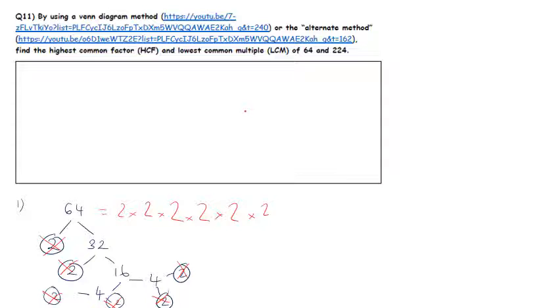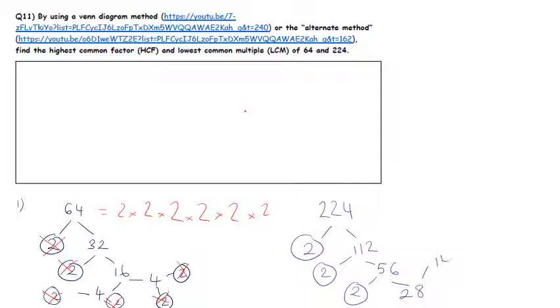And I'm going to do the same for 224. So that also goes into 2 and 112. 2 times 56 gives me 112. 2 times 28 gives me 56. 14 times 2, circling the 2 every time because that's the prime number. 7 and 2, and both of those are prime. So we could write 224 as 2 times 2 times 2 times 2 times 2 times 7.